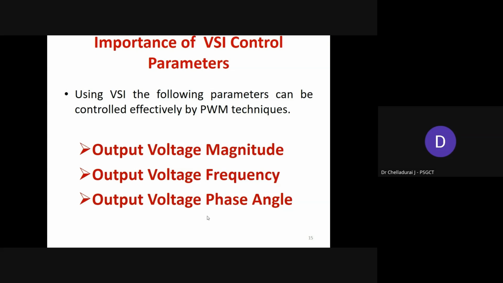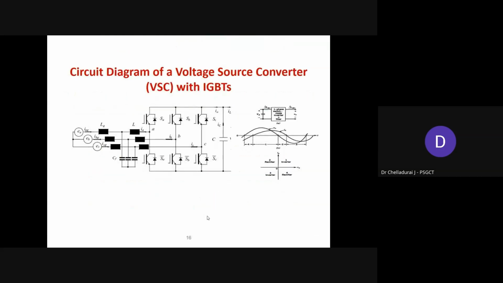So by using this VSI topology, there are three parameters we can easily control. One is output voltage magnitude. The second one is output voltage frequency magnitude. The third one is output voltage phase angle magnitude. Based on the actual requirement, we can change the output voltage magnitude, output voltage frequency, or output voltage phase angle. With the help of different PWM techniques we can control these. That's how we will see one by one.